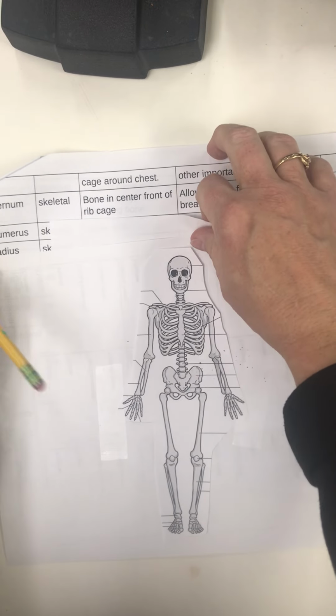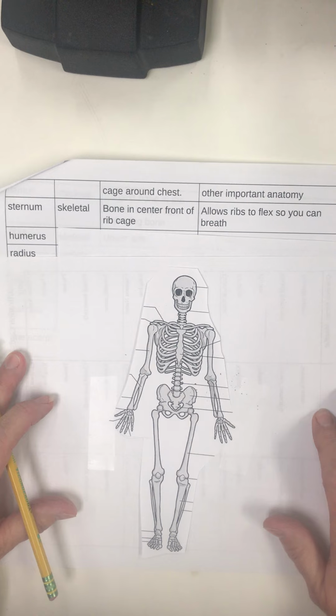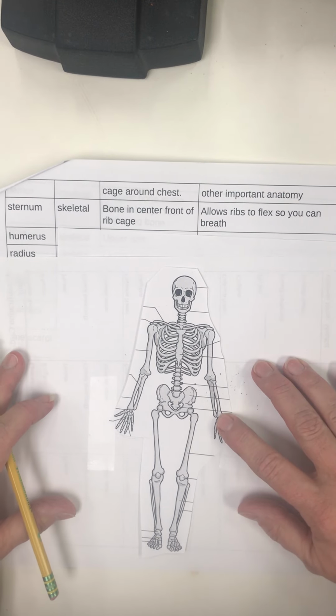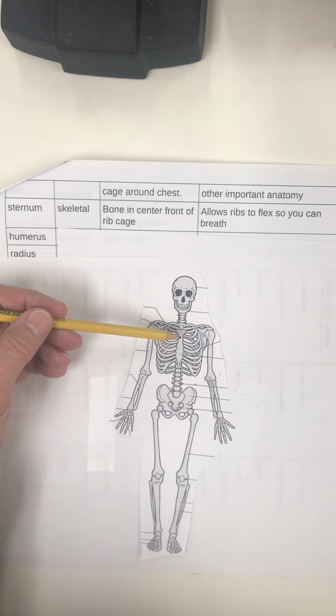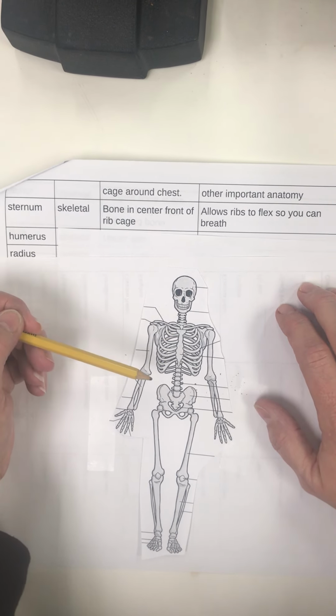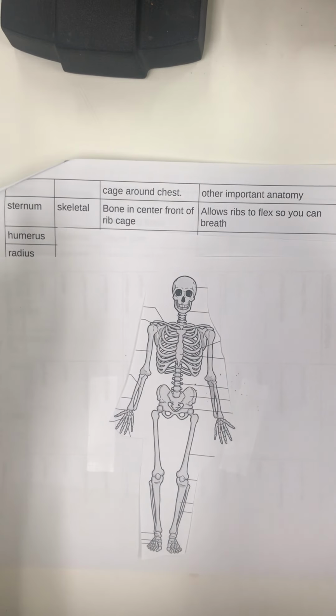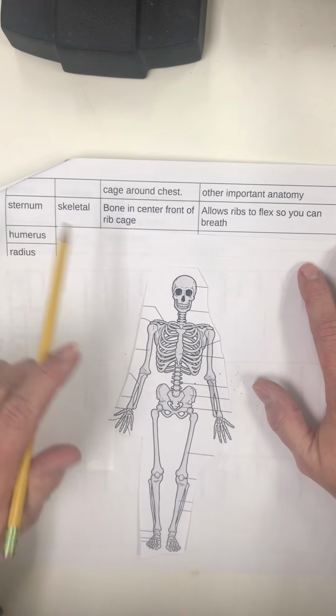Okay. The next one is the sternum. The sternum is the bone in the center front of the rib cage. That's this one right here. It's in front of your heart. Back in the old days, they used to saw right through that when they did open heart surgery, and they'd crank your rib cage open to get in there. That would be awful. The recovery time was long.